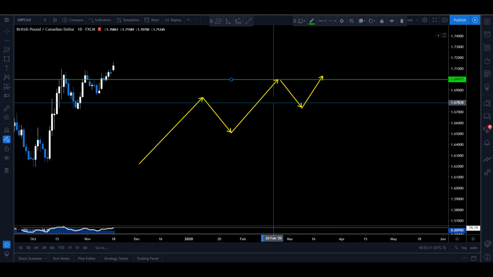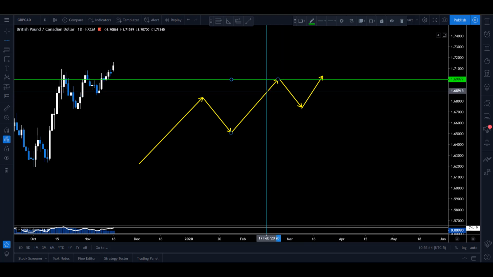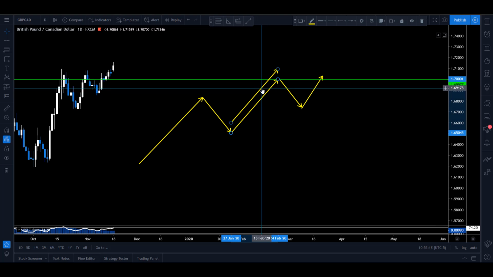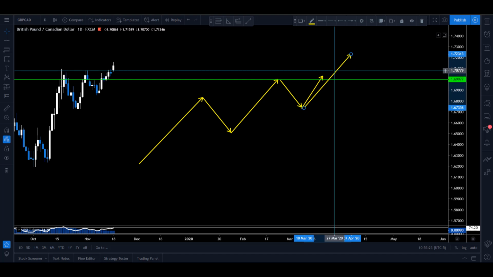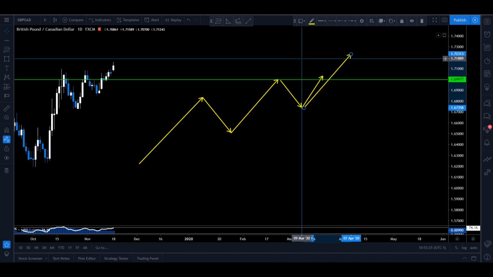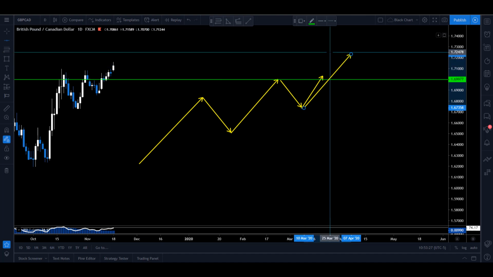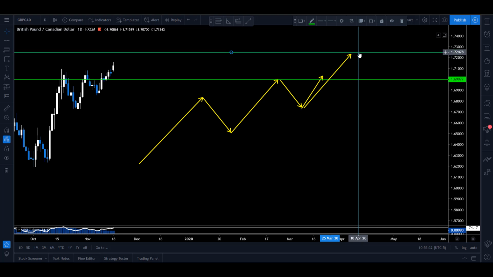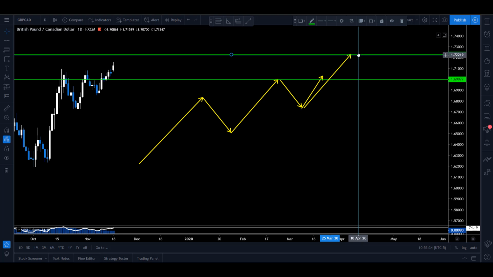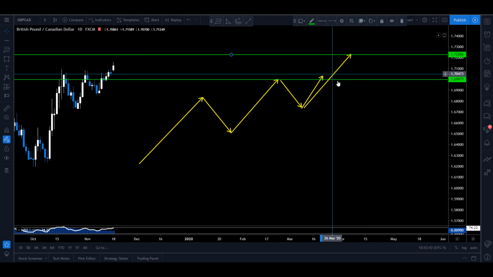Well, now we can use that AB equals CD pattern to address that. I can take the equal length of our previous extension and drag it onto our pullback here, and I can predict that if the market is moving harmonically, then we should see an equal measured move. So the next area of relief should come somewhere in this area. Again, it doesn't always happen like this. There are other factors that you want to take into account, but this is something that you can use to help your prediction. And this prediction helps you in two ways.